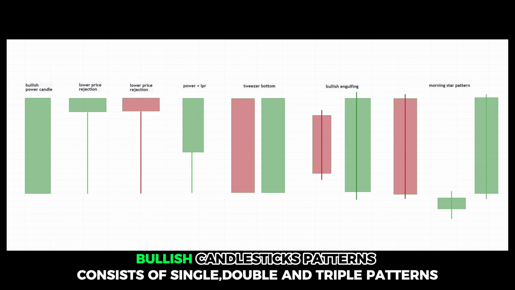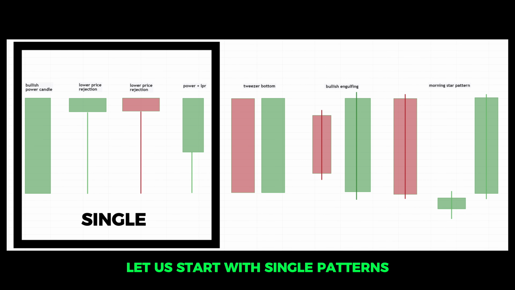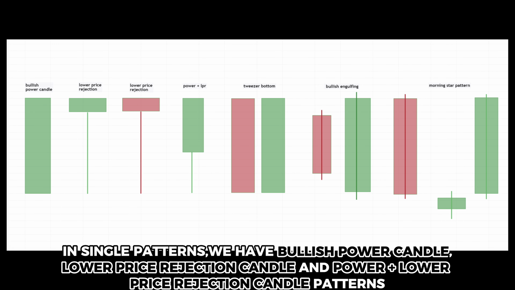Bullish candlestick patterns consist of single, double and triple patterns. Let us start with single patterns. In single patterns, we have bullish power candle, lower price rejection candle, and power plus lower price rejection candle patterns.